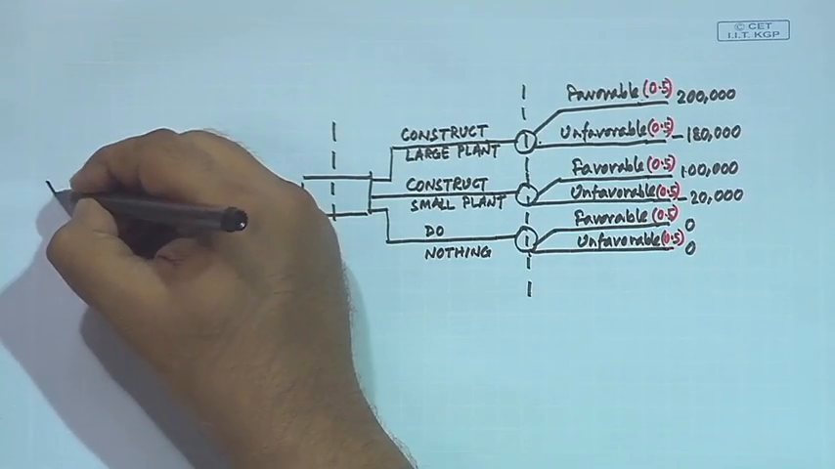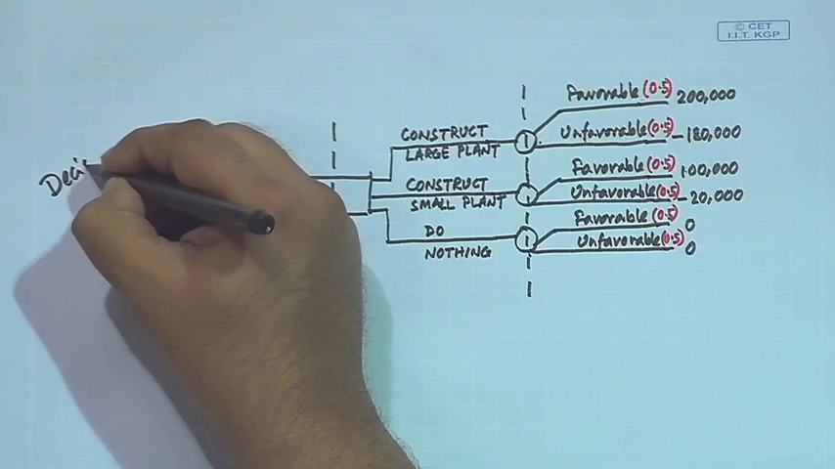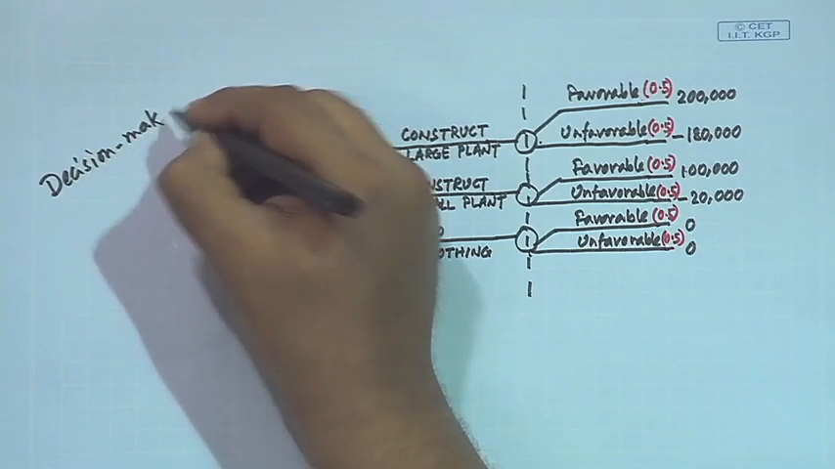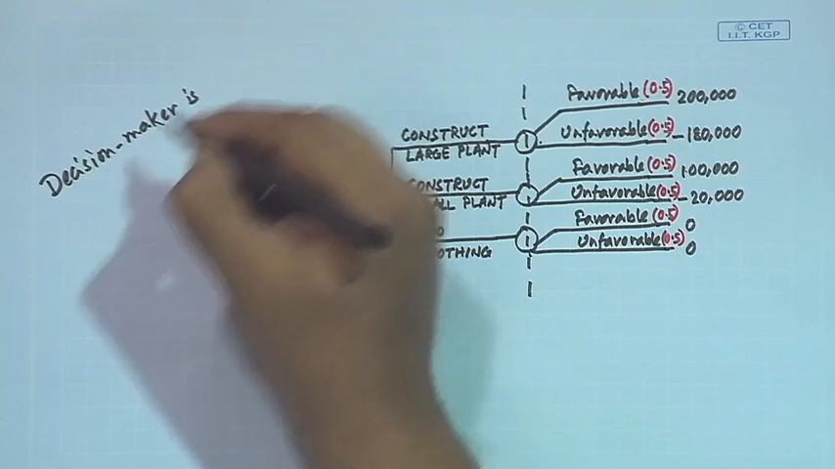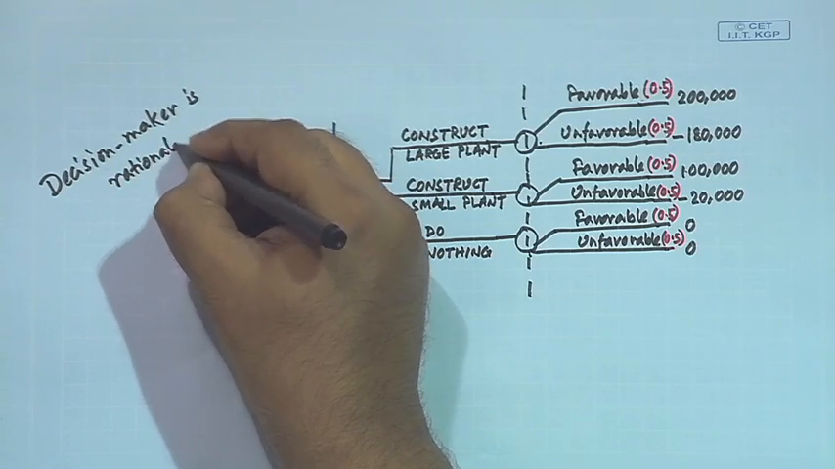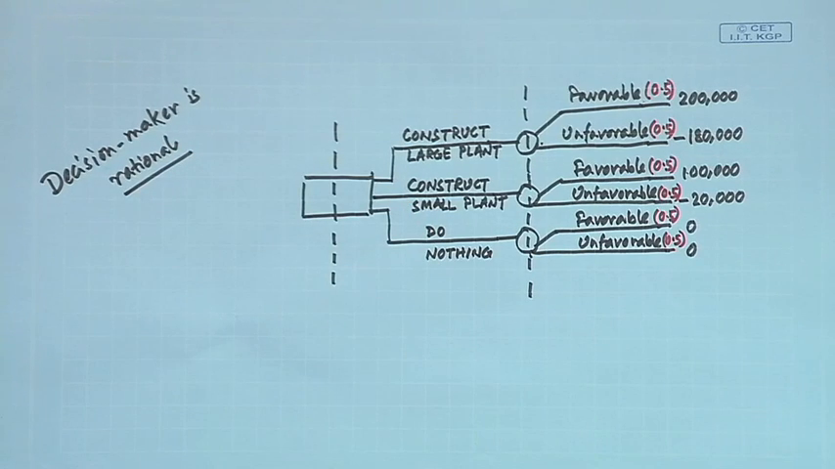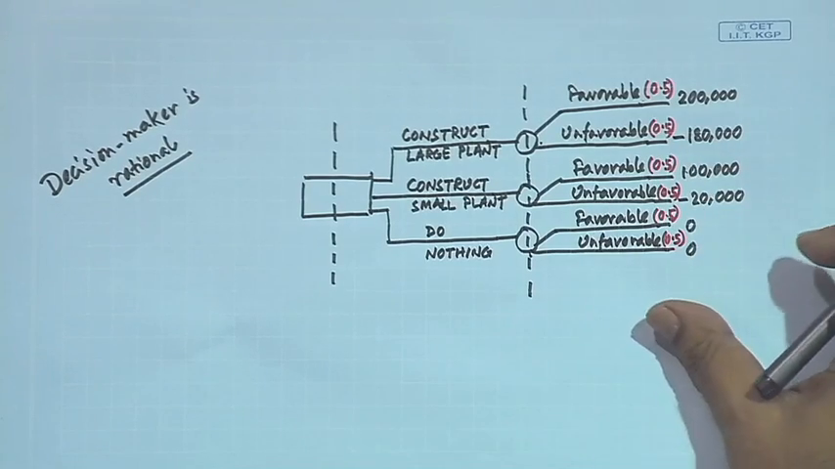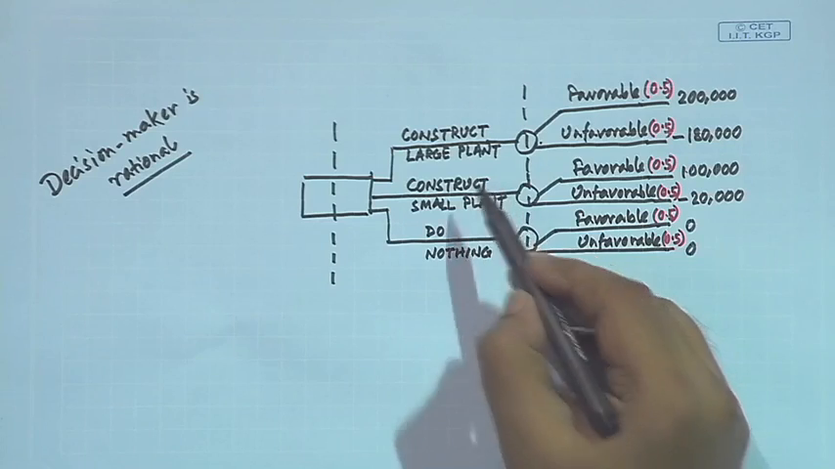So, decision maker is rational. So, when decision maker is rational, then we can calculate what is known as the expected values for each of the situations. So, what will be the expected value if we construct a large plant?